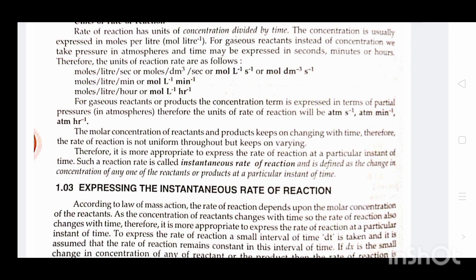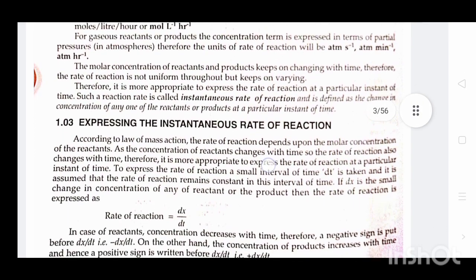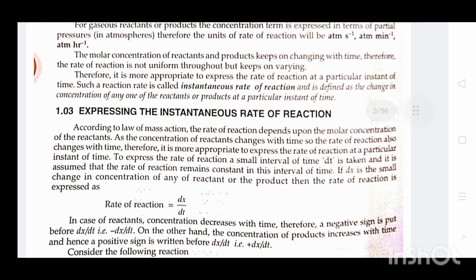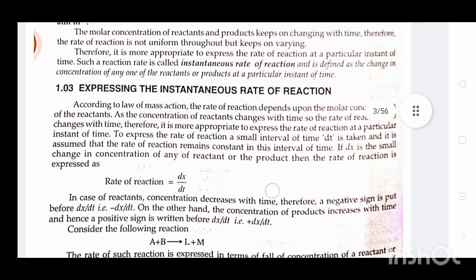Therefore, the units of rate of reaction will be atmosphere per second. The molar concentration of reactants and products keeps on changing with time. Therefore, the rate of reaction is not uniform throughout but keeps on varying. Therefore, it is more appropriate to express the rate of reaction at a particular instant of time. Such a reaction rate is called the instantaneous rate of reaction and is defined as the change in concentration of any one of the reactants or products at a particular instant of time.